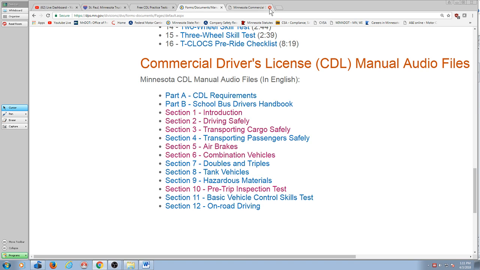Now, there's a federal rule in play that says anything on any test, written or driving, has to be in the manual. So they're not allowed to ask you a question if it's not in the manual. So that's good news. But it also emphasizes the point that what you need to know is in the manual. There are a lot of questions that you'll get wrong if you haven't read the manual. I just guarantee you that.